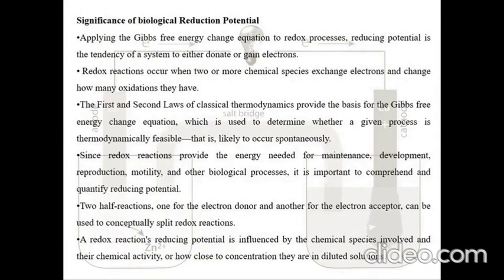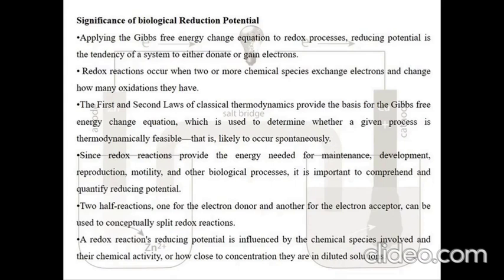What is the significance of biological redox potential? Applying the Gibbs free energy change equation to the redox process, reducing potential is a tendency of a system to either donate or gain electrons. Redox reactions occur when two or more chemical species exchange electrons and change their oxidation states.